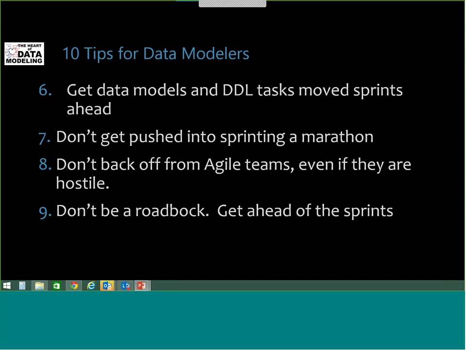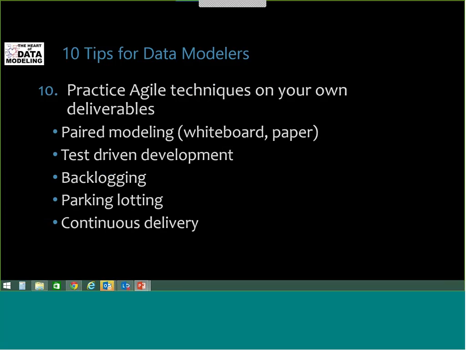Data modelers, don't be a roadblock. Get ahead of the sprints. And finally, we should practice agile techniques on our own deliverables. That means doing more paired modeling so there are fewer mistakes in our models. Do our own test-driven development.